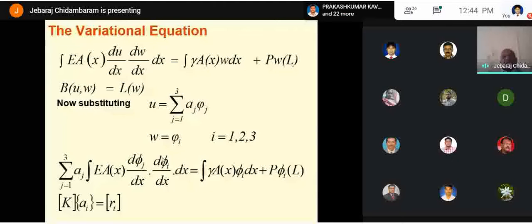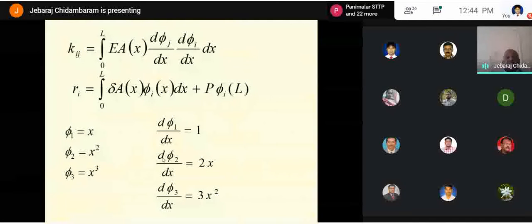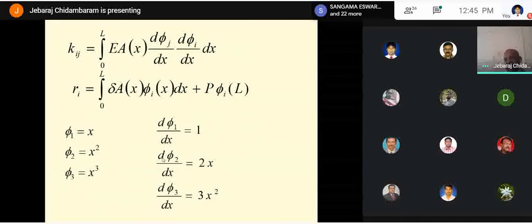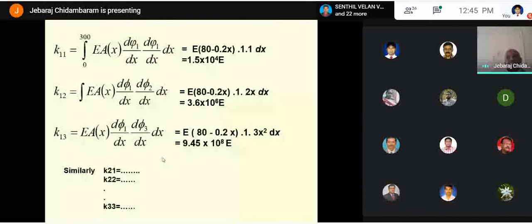So phi j, phi 1 is x, phi 2 is x square, phi 3 is x cube. So d phi 1 by dx, d phi 2 by dx, d phi 3 by dx, and substitute them. So I get my K11, integral 0 to L of E into A of x, d phi 1 by dx into d phi 1 by dx. So E A is already derived, A0 minus something into x. Phi 1 is x, so d phi 1 by dx is 1. Again, d phi 1 by dx is 1. Integrate it, you get some number.